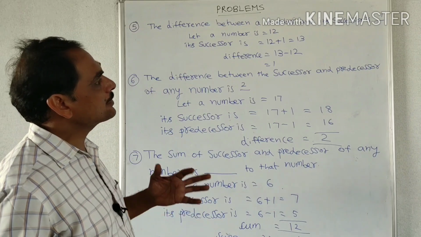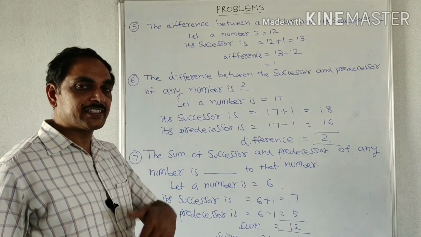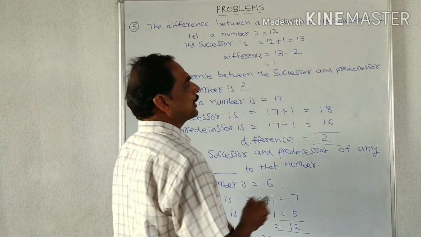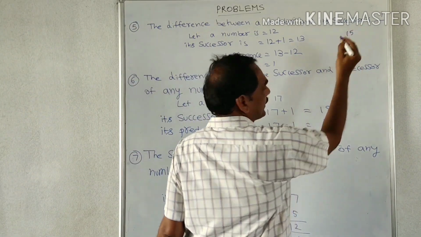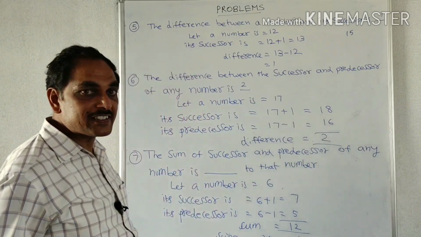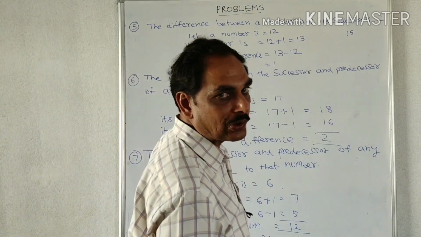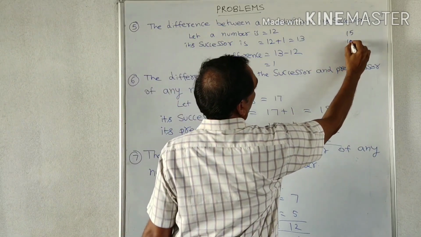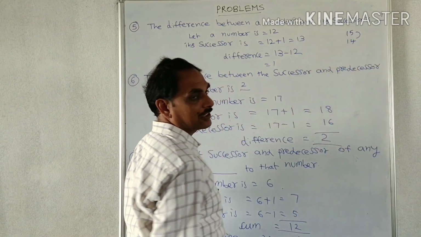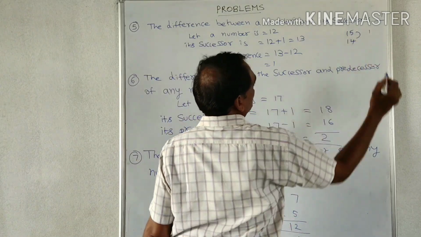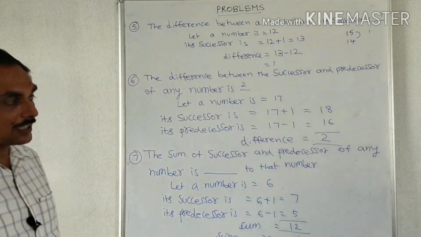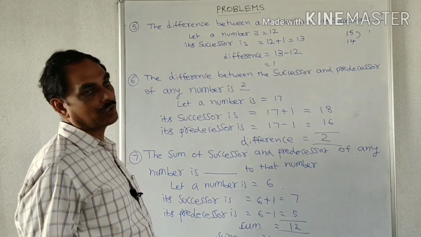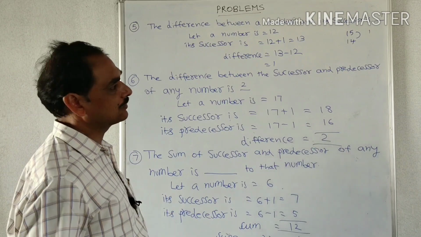Similarly, the difference between a number and its predecessor is also always equal to 1. Suppose we take a number 15, and its predecessor means subtracting 1 from the number, so 14. What is the difference between these two? 1. So this means the difference between a number and its predecessor is also always equal to 1.